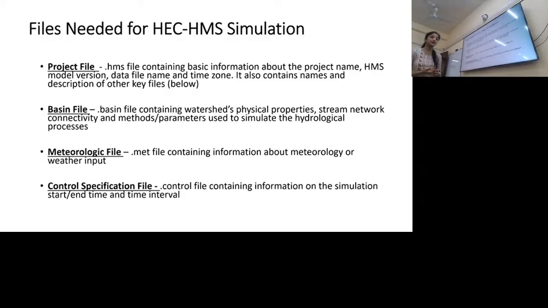And then finally we have to create one control specification file. This is the final element that we have to create in the HEC-HMS model, and it has the extension .control. So I have the data, then I have to run the model from this time to this time. All this information we will finally have to give in the control specification file.